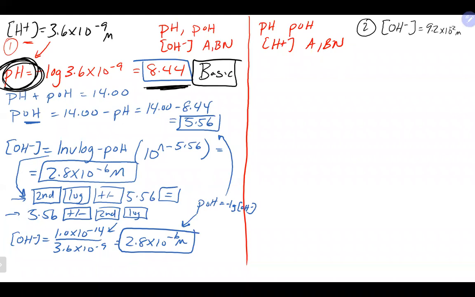All right, let's do the same thing for our second one. Once again, up front, you have two options. You could use Kw to get to H plus, or you could put this right into the pOH equation. That is what I'm going to do. I'm going to calculate the pOH first. So the pOH equals minus the log of the OH minus concentration, which is minus the log of 9.2 times 10 to the minus 2. That gives me 1.04.